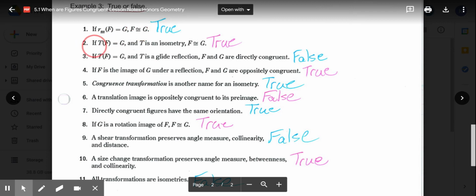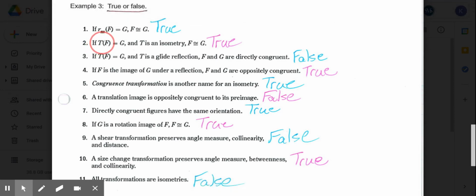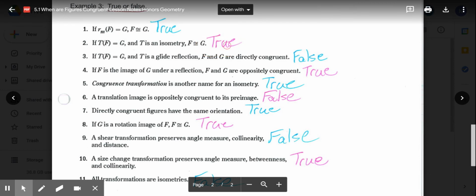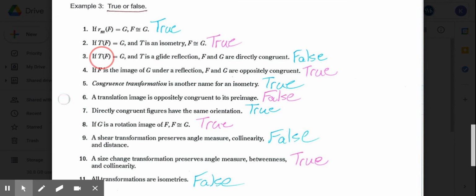In 2, if the translation T, so a slide of F, results in G, then T is an isometry, meaning F is congruent to G. That's true. A translation is a type of isometry, so they are congruent figures. In 3, if F goes under a translation of T to result in G, and T is a glide reflection, F and G are directly congruent. That's false because glide reflections result in things being oppositely congruent.